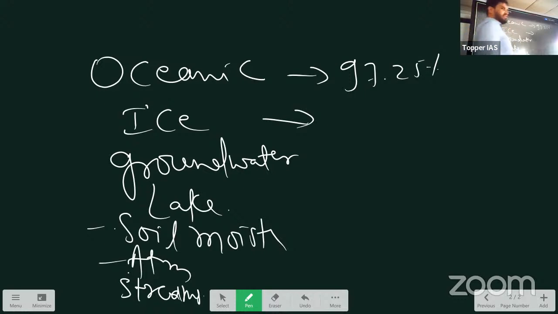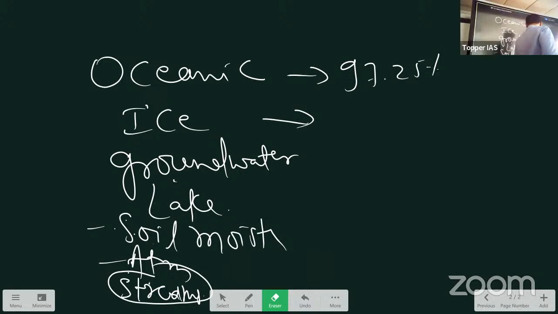No need to write it. All of this has been given in NCERT itself. Okay, just go through it. So you'll get confused. You think rivers have more water than lakes. So be sure that lakes have more water. Then here also you'll get confused. Soil moisture and atmosphere. So be mindful of this.